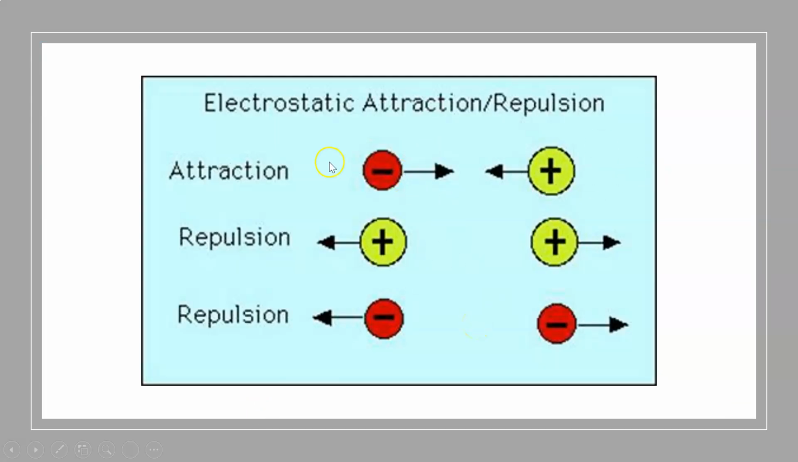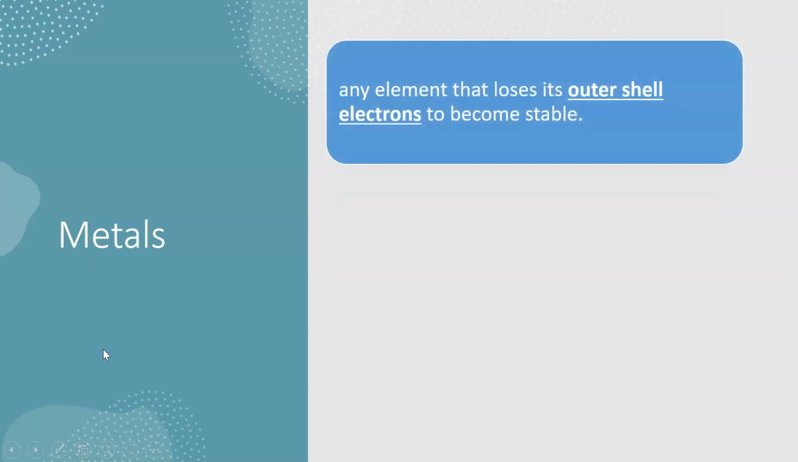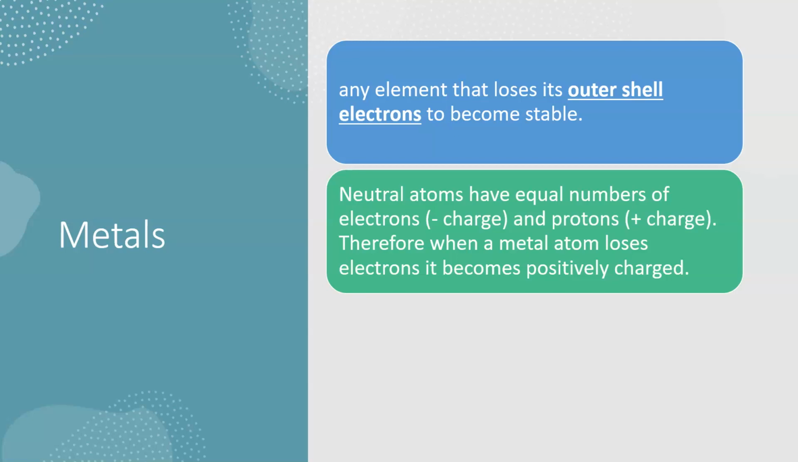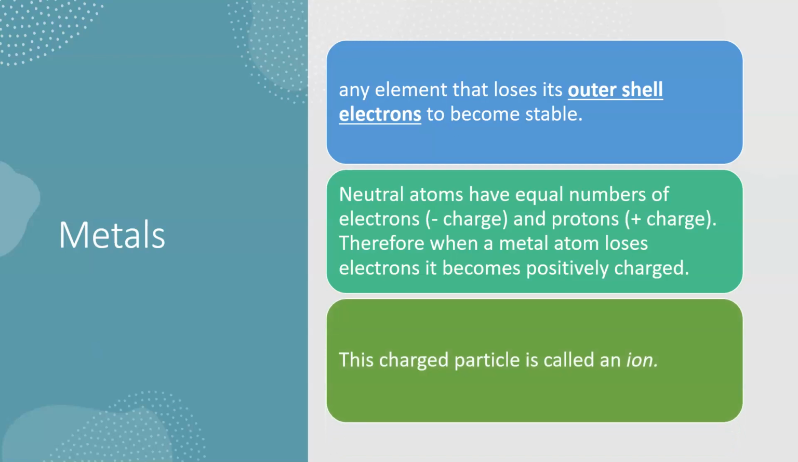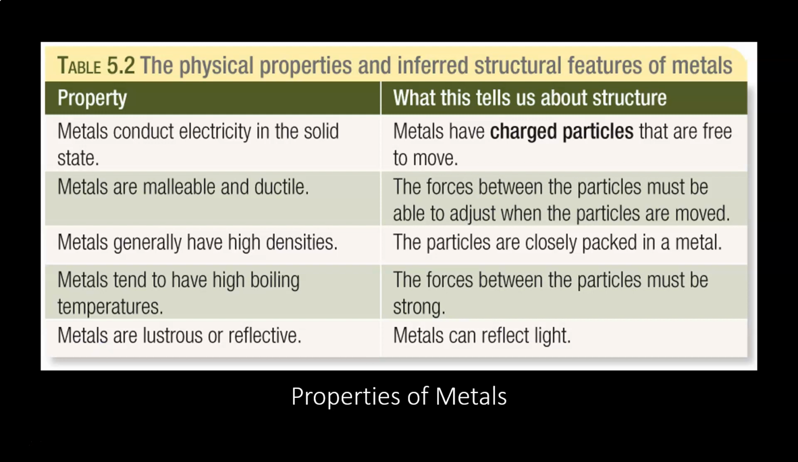One thing you need to think about is the electrostatic attraction and repulsion. Opposites attract, and repulsion occurs between the same charges, they repel. Quickly, just remembering metals. A metal is an element that loses outer shell electrons, so metals form cations. If they lose those electrons, they become an ion, and we've said they become a cation. Metals have a range of properties that are listed there, and the reason they have those properties is all down to what's happening at their atomic level.